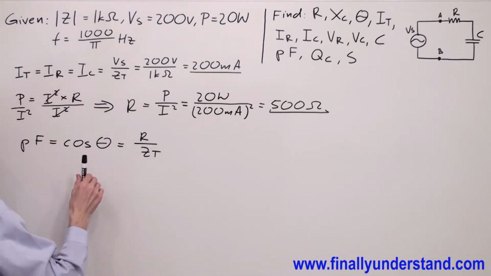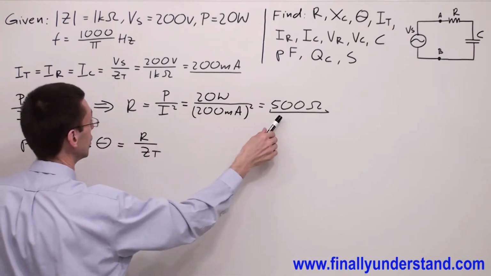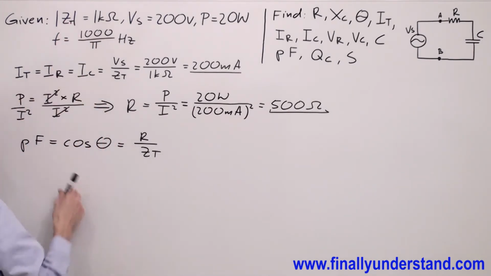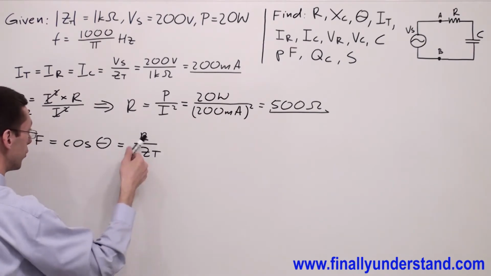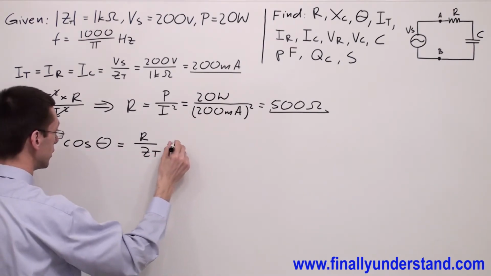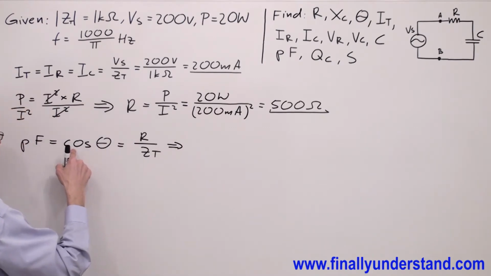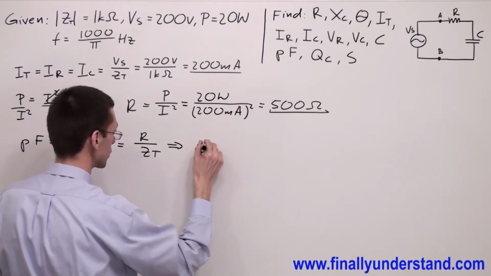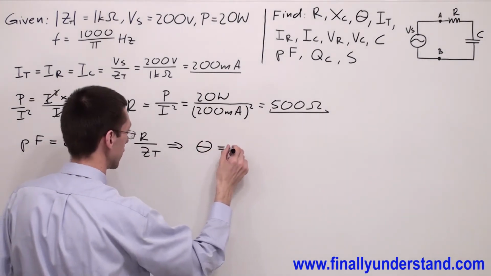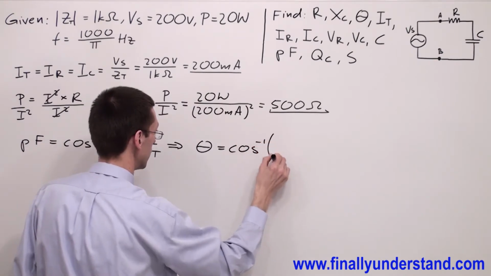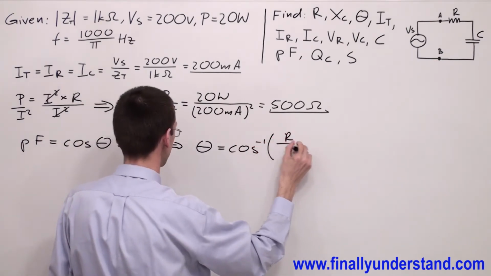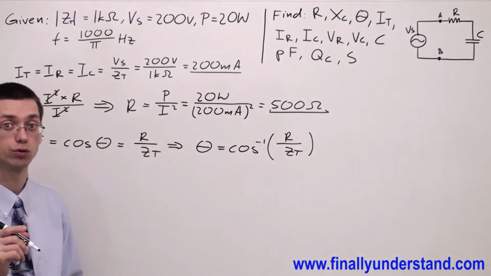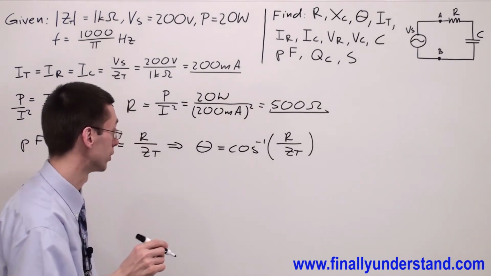Please notice that we found the value of the resistor. We have the given total impedance. This is total impedance. So from this formula we can find the angle, because cosine theta is equal to R over Z total. So I'm going to find the inverse of my cosine, and I'm going to use R over Z total. Please notice that I always write the formula first. I want you to always write formulas first.